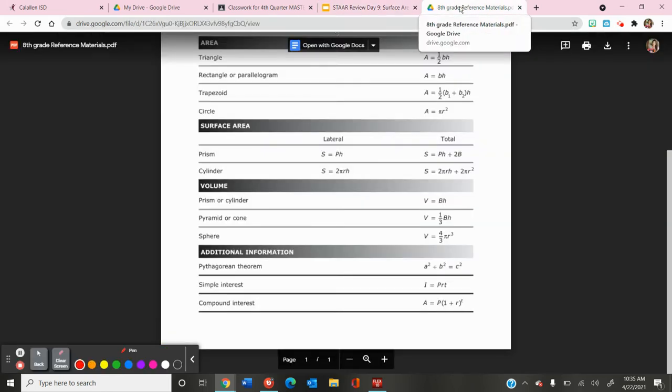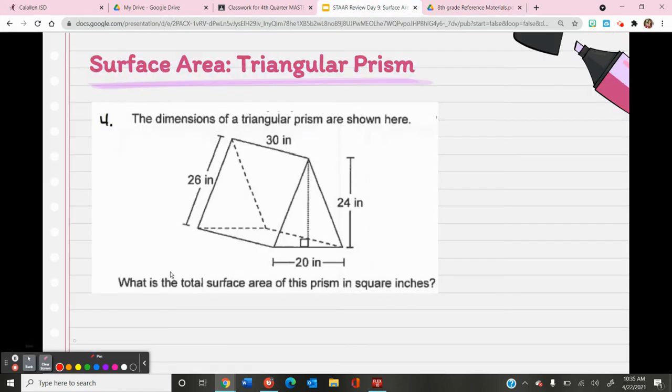First I need the formula for total surface area of a prism, which is S equals pH plus 2b. So I'm going to write that formula down. Again, P stands for the perimeter of your base, H is the height of your prism, which is the distance between your bases, and B stands for the area of your base.